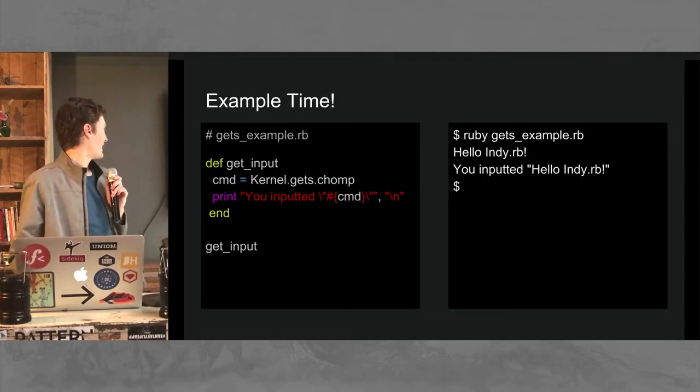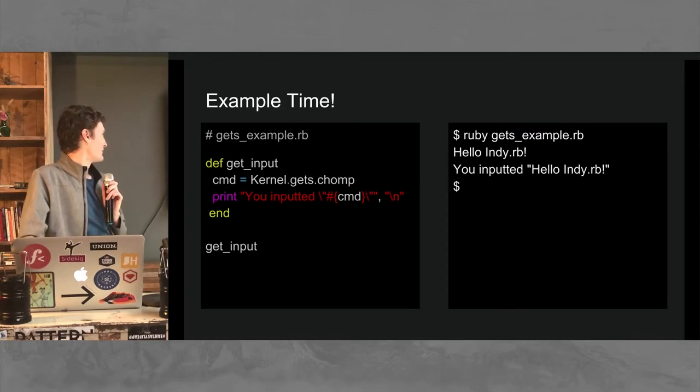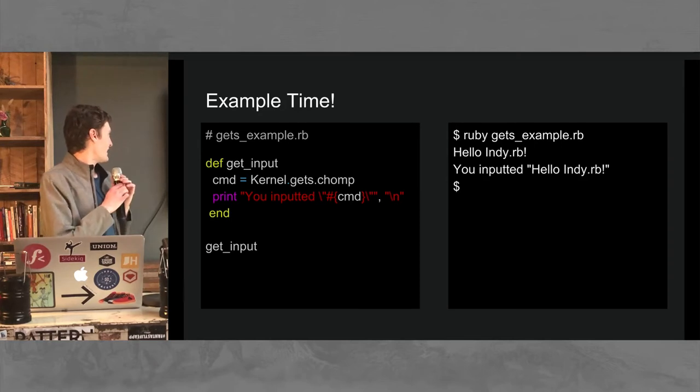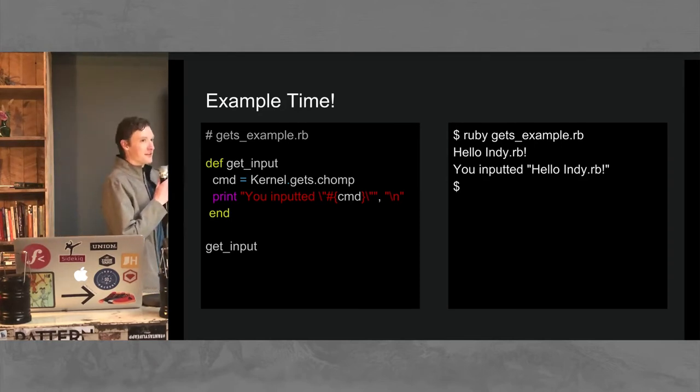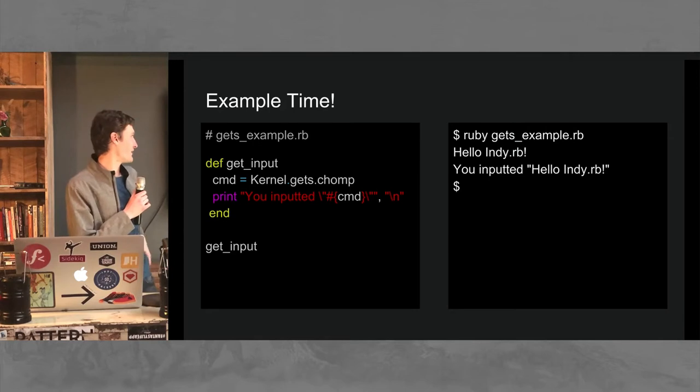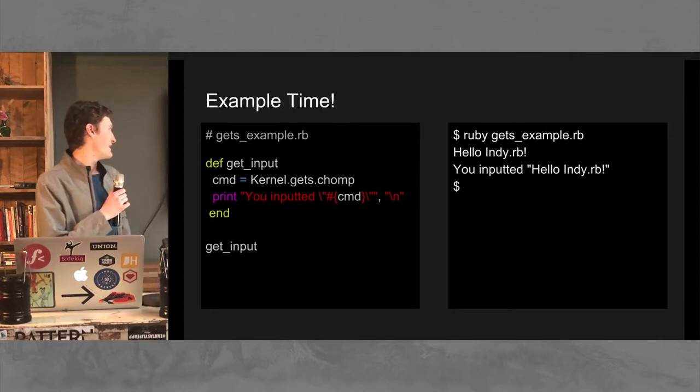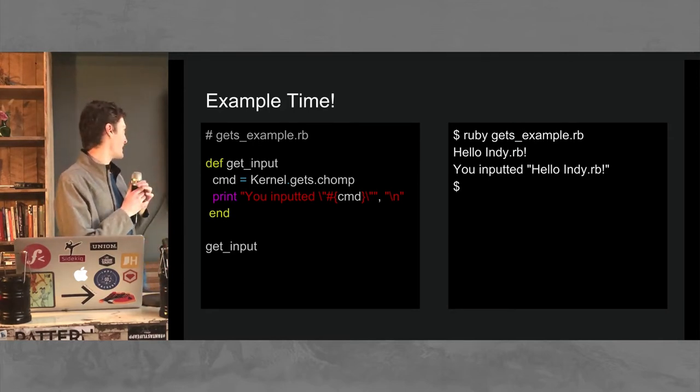As an example, here's a really simple script that defines a variable, cmd, short for command. I had to make it shorter just because the slides don't have unlimited room. You assign that to a variable and then I output it right away. Over there you can see where I ran it. It's just a Ruby script, so I called ruby and then the file name. Then I typed hello Indy.rb and it spit it back out.